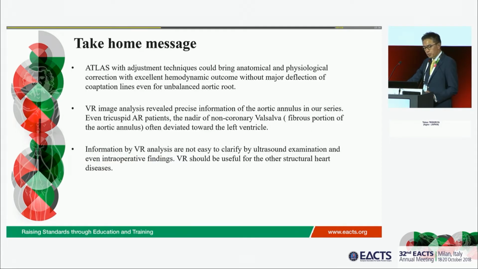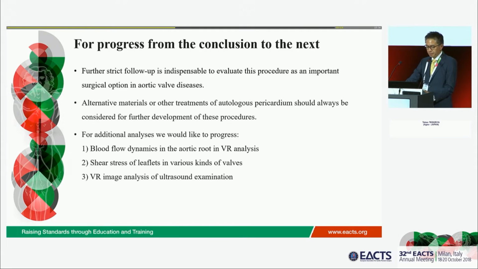So in conclusion, our method with adjustment techniques could bring anatomical and physiological correction with excellent hemodynamic outcome without major deflection of coaptation lines. And the VR image analysis revealed precise information of the aortic annulus. Even in tricuspid AR patients, the nadir of the non-coronary Valsalva is often deviated towards the left ventricle. Information by VR analysis is not easy to clarify by ultrasound examination, and also even in intraoperative findings. So further strict follow-up is indispensable to evaluate this procedure. It's very important. And also alternative materials or other treatments of autologous pericardium should always be considered for further development of this kind of procedure.